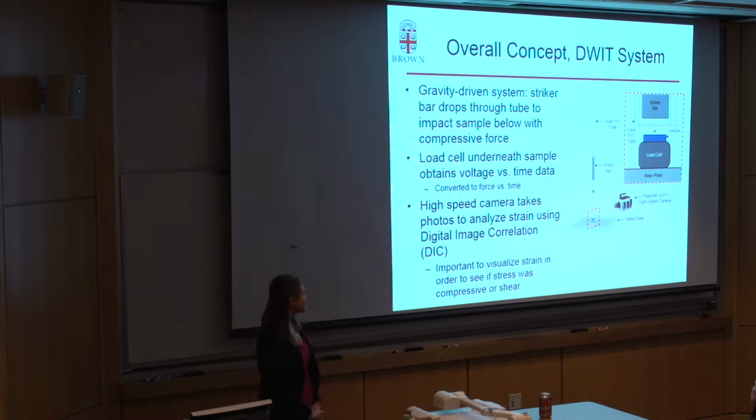So the overall concept of the system is that a gravity-driven striker bar drops through a tube to impact the sample below. A load cell underneath the sample obtains voltage versus time data, which can be converted easily using a conversion factor into force versus time data. A high-speed camera takes photos of the sample as it undergoes the impact in order to analyze the strain using digital image correlation. It's really important that researchers can actually see what's happening to the sample during the impact so that they know that it was a compressive stress as intended rather than a shear stress, which could happen if something is misoriented, in which case the researcher should obtain new data.